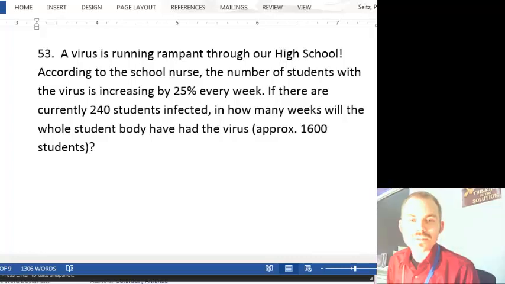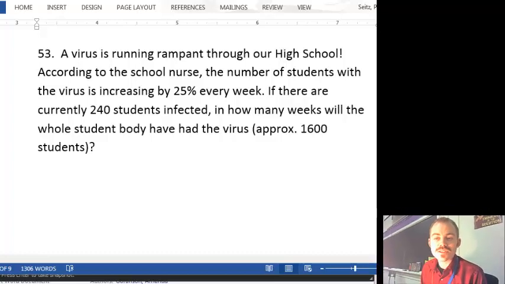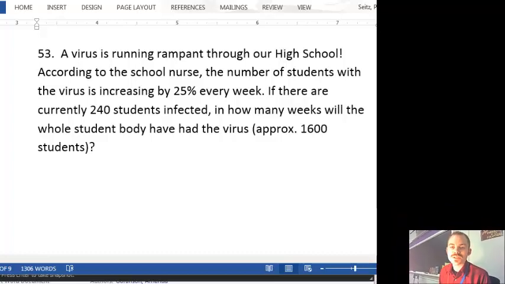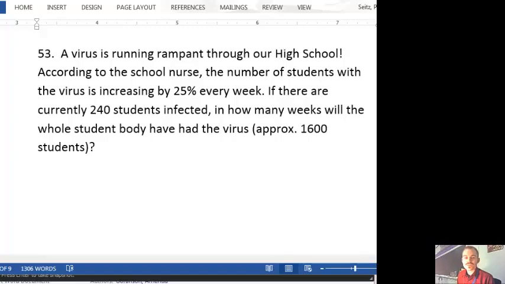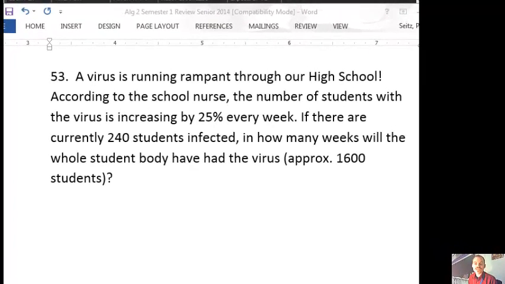Number 53 says, a virus is running rampant through our high school. According to the school nurse, the number of students with the virus is increasing by 25% every week. If there are currently 240 students infected, in how many weeks will the whole student body have had the virus? Assume that there's approximately 1,600 students here at Senior High School.